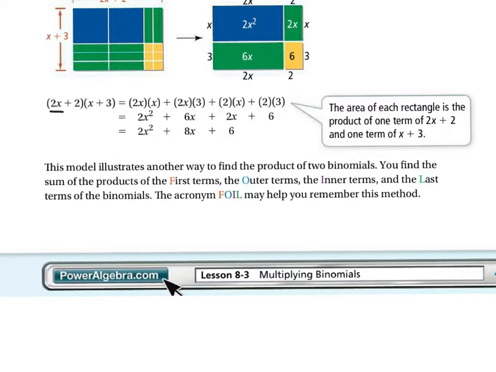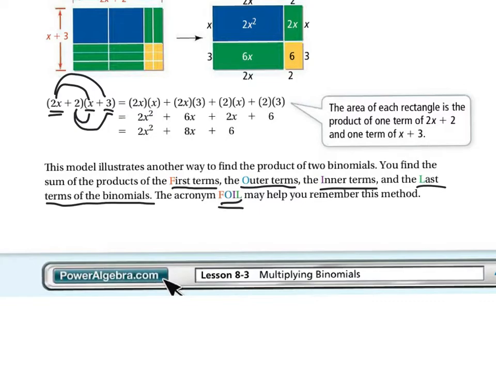So if you think about this, we have 2x times x is what we did first when we distributed. Those are both the first terms in the binomials. And then second, we multiplied the 2x by the 3. Those are the outer terms in the binomials. And then we started distributing the 2, so 2 times x. Those were the inner terms in the binomials, and then 2 times 3, which are the last terms of the binomials. So first, outer, inner, last.